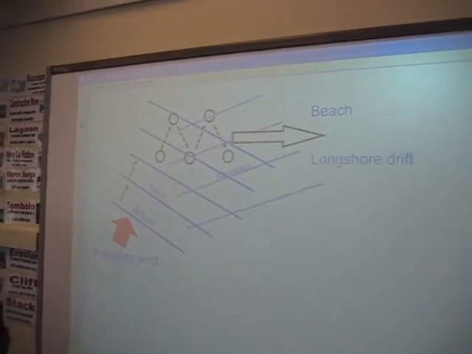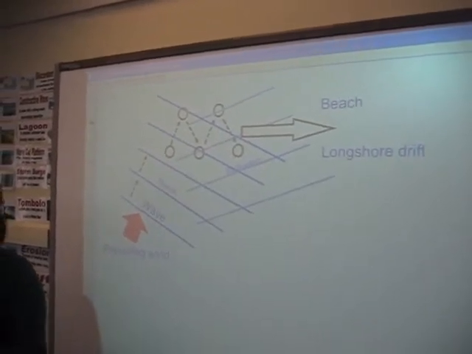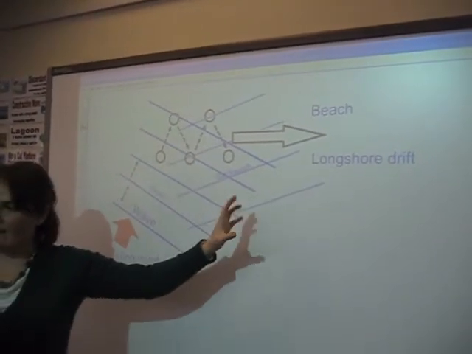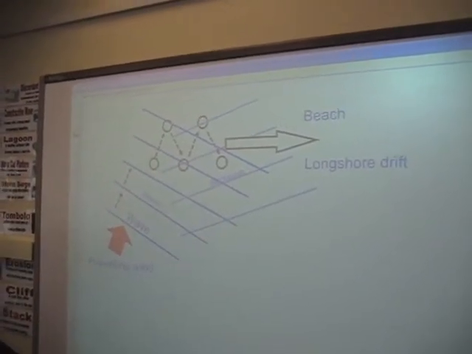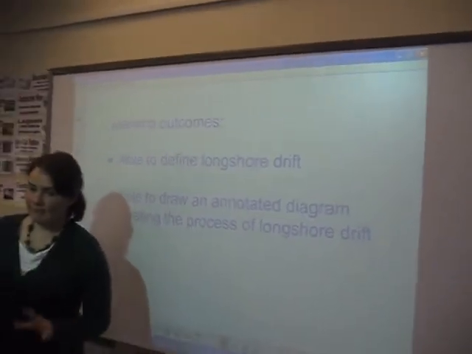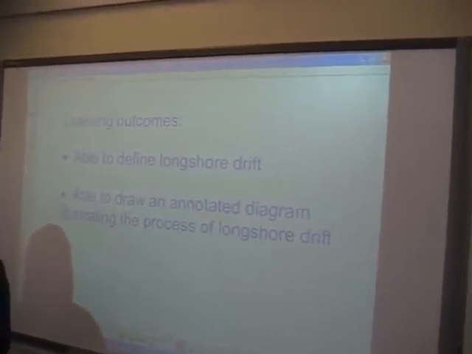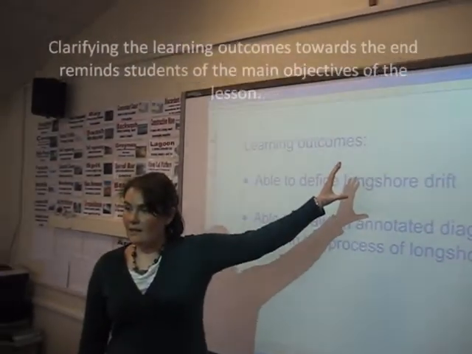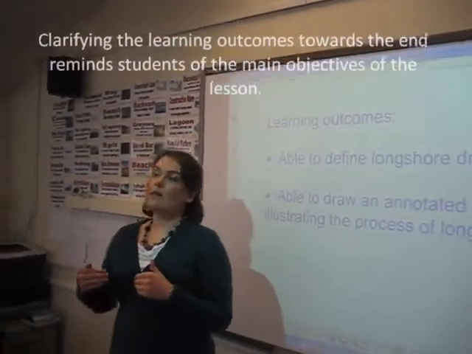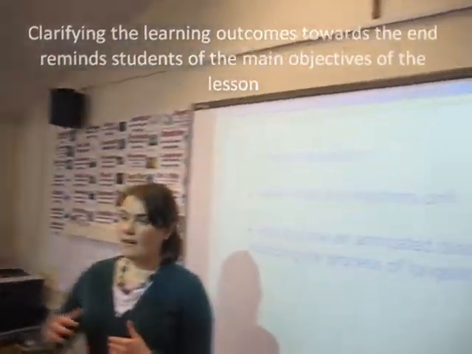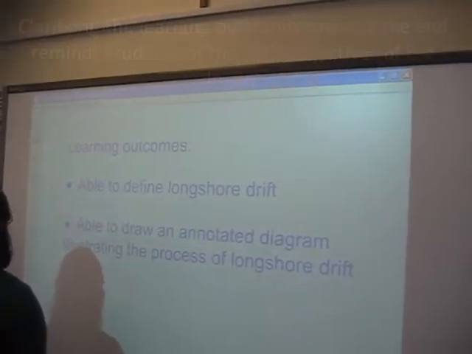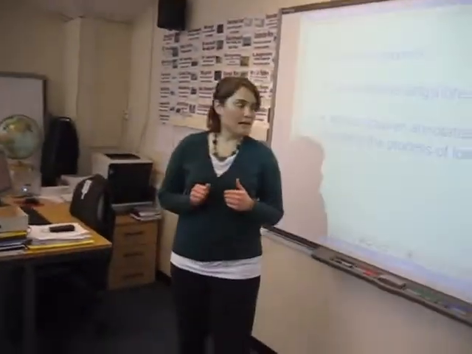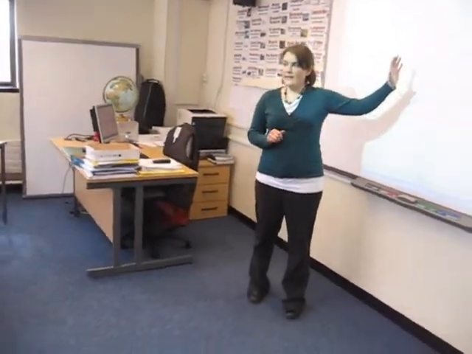And most of you in your diagrams have got that idea across, this idea of the movement of the sand up and down the beach. So, essentially, in this really short lesson, what I've tried to get across is the idea that longshore drift is a process where sand, through the movement of the waves up and down the beach, affected by the angle of the waves, moves material down the beach.